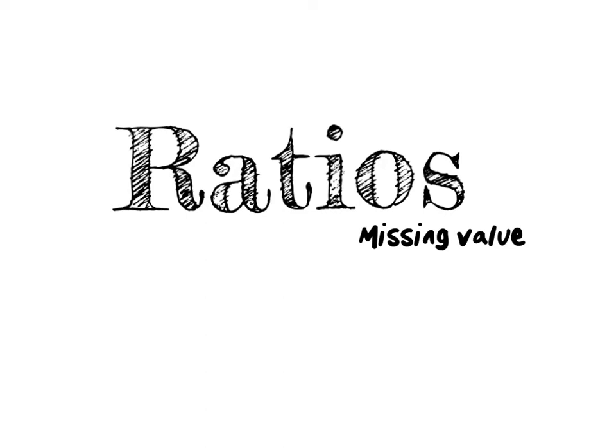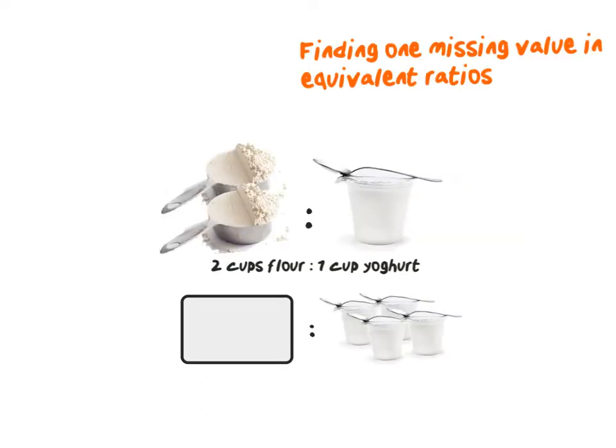Now that you have done simplifying ratios, let's look at other ratio questions. In this case, we're going to consider missing value. When we have a missing value ratio question, we also work with equivalent fractions, but instead of simplifying, we often make them bigger.